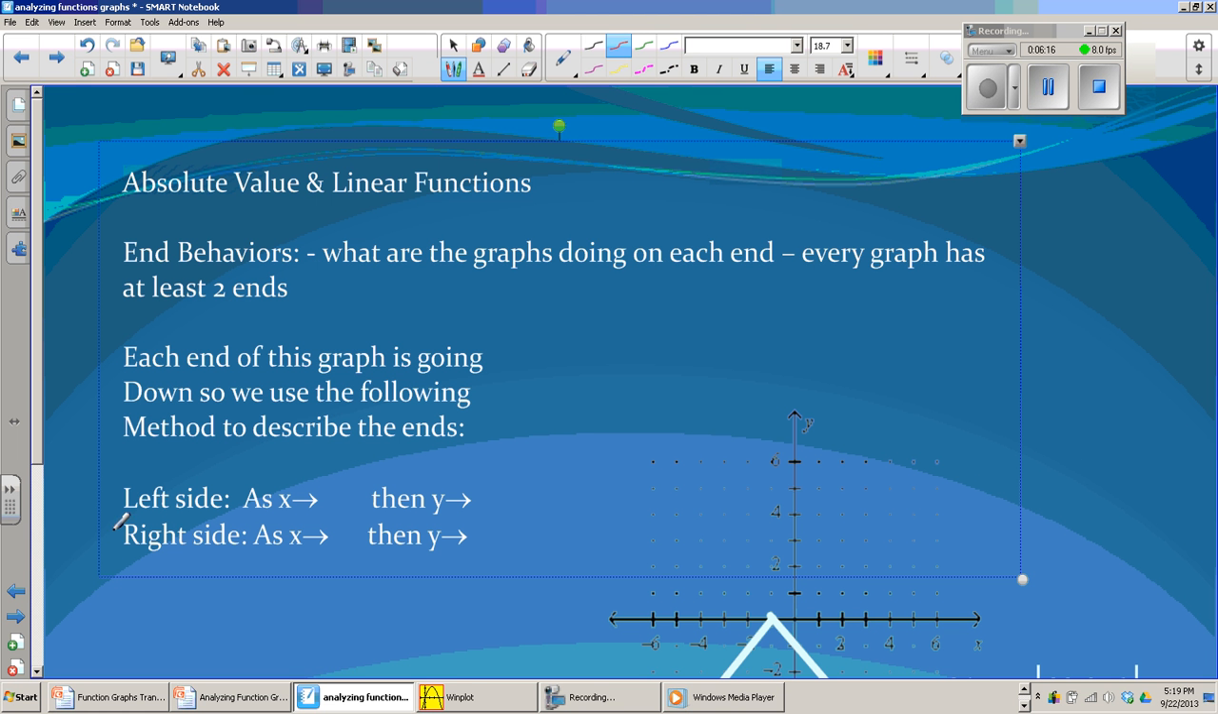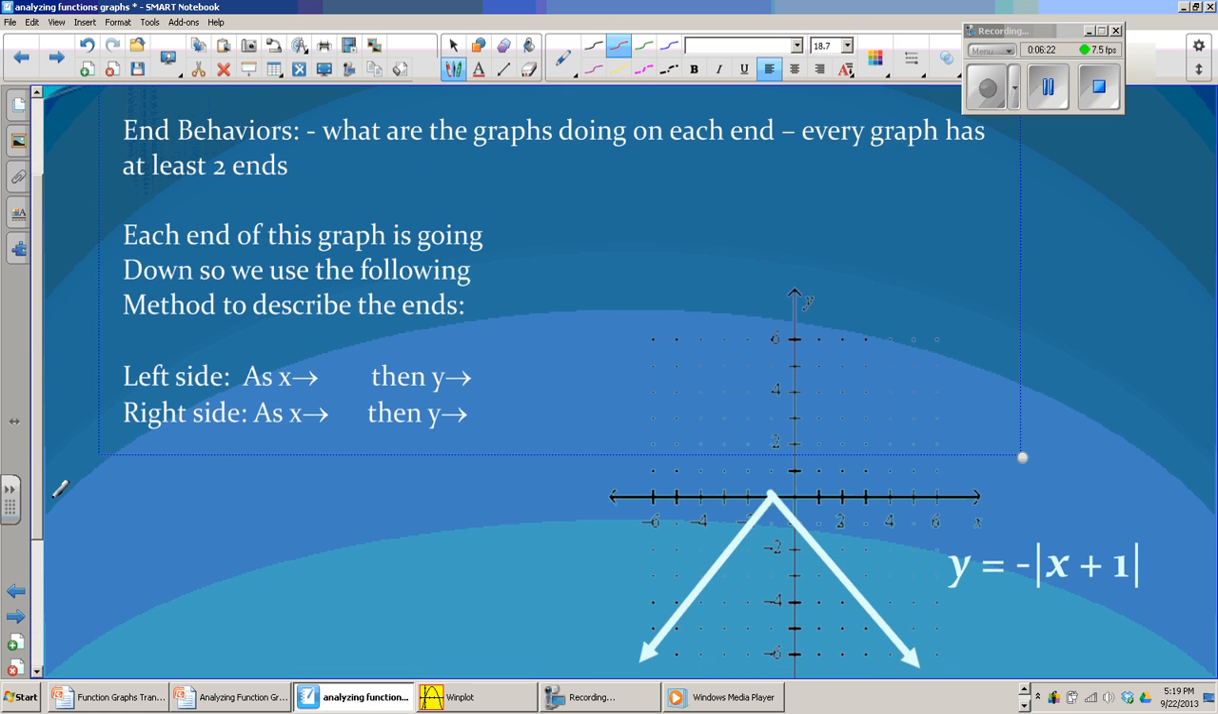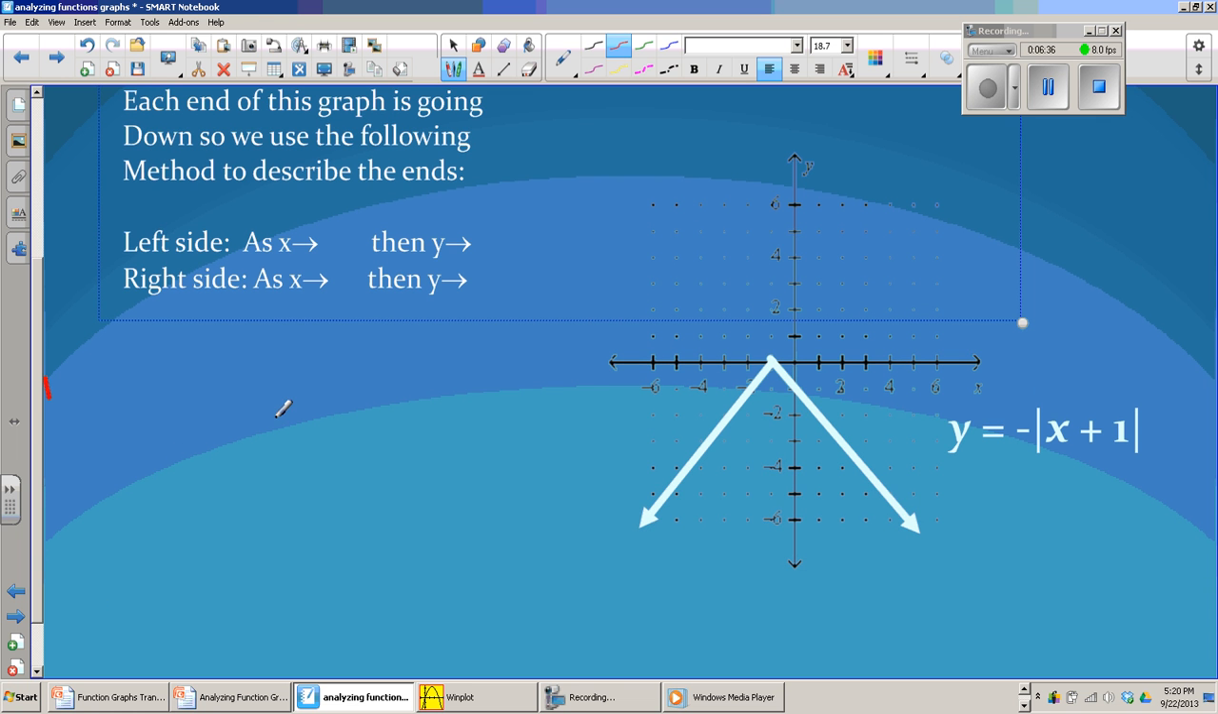End behaviors means we look at the very ends of the graph, not what it's doing overall. So every graph has an end behavior, and they usually have two ends. So when we're looking at this particular graph, we see that each end is pointing down. So we talk about the end behavior.